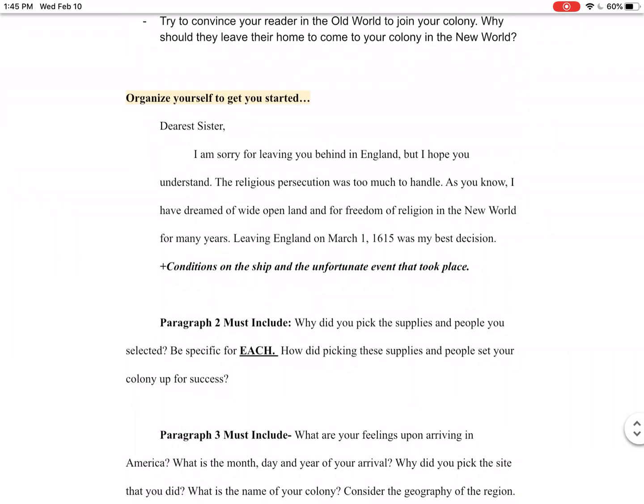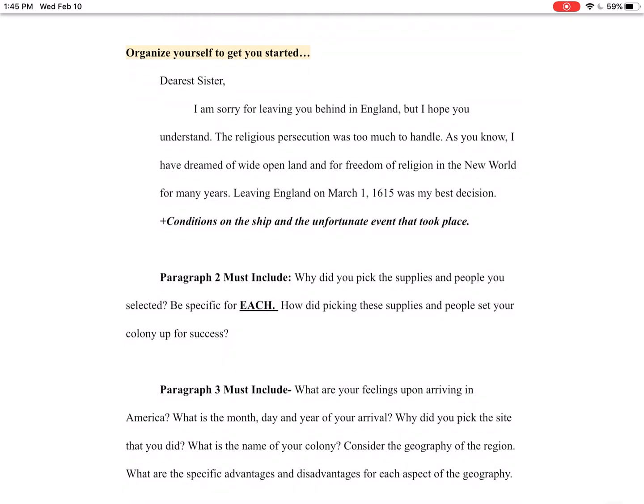Here are some things to help you get started. This is an example. Obviously, you're going to put your own creative spin on it, but it is a letter, so make sure that you start it out as such. Dear whoever. In this case, I'm writing to my sister. Dear sister, I'm sorry for leaving you behind in England, but I hope you understand. The religious persecution was just too much to handle. As you know, I've dreamed of wide open land and freedom of religion in the New World for many years. Leaving England on March the 1st of 1615 was my best decision. So there's some explanation there, but I also need to include a condition on the ship and something unfortunate that's happened.